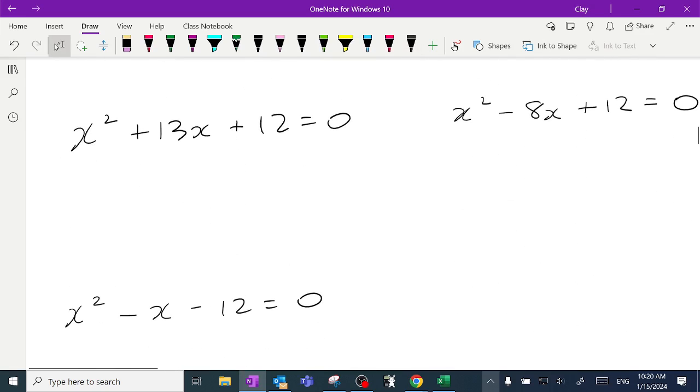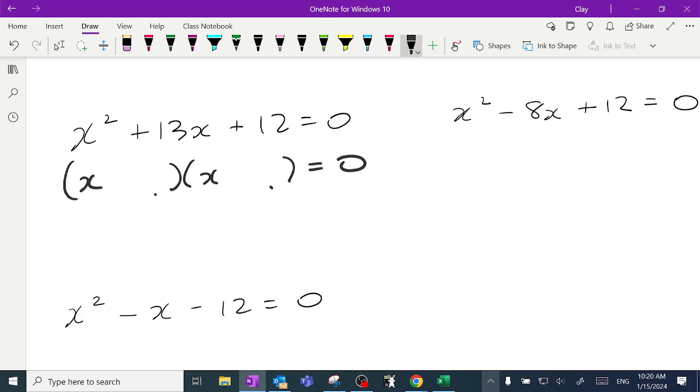x squared plus 13x plus 12. Now, once again, I know it's going to be x and x. And I know that whatever goes here times whatever goes there is 12, but it obviously can't be 3 and 4, because 3 plus 4 doesn't add to make 13. What two numbers times to make 12 that do add to make 13? 12 and 1. So plus 12 plus 1. So x equals negative 12, x equals negative 1.